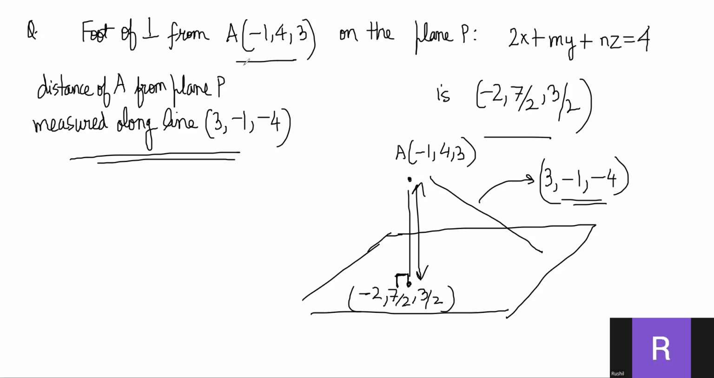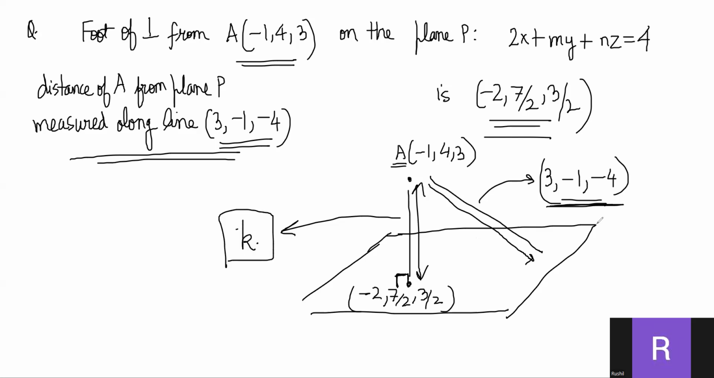There is a point that is given. There is another foot of the perpendicular also given. If you take the distance formula between these, you will get the perpendicular from A to the plane. Now all we need is the distance measured along this particular line. How do we do that? If this distance is K, what should I do now?